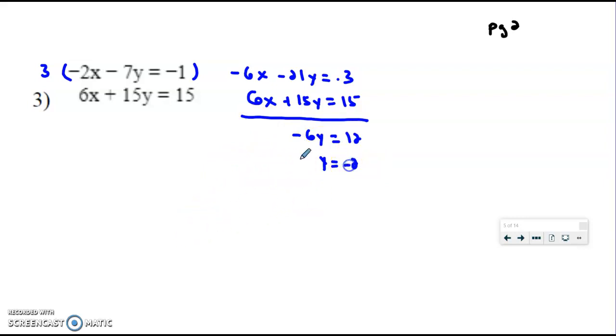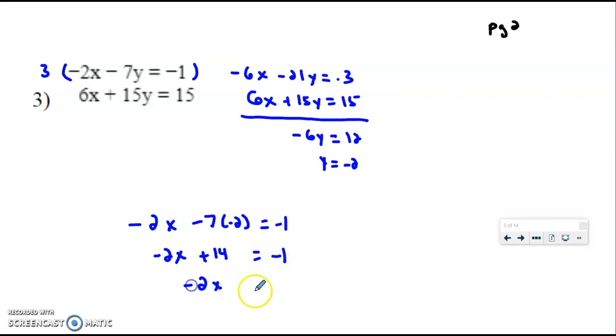It doesn't matter what equation I plug it into. So I'm going to plug it into this top equation. So I have negative 2x minus 7 times negative 2 equals negative 1. So I got negative 2x plus 14 equals negative 1. So I have negative 2x equals negative 15, and I get x to be 7.5.